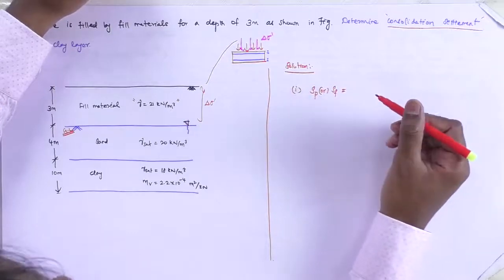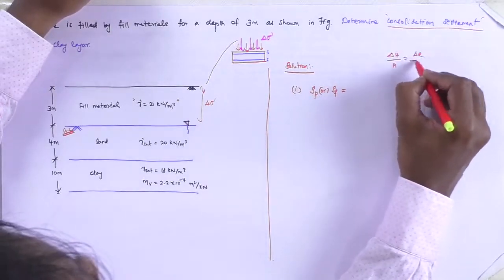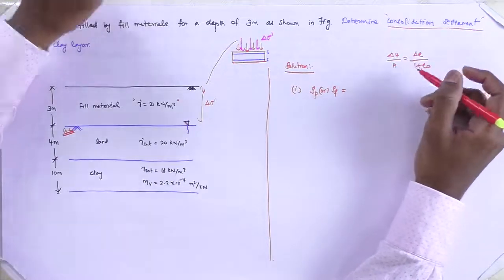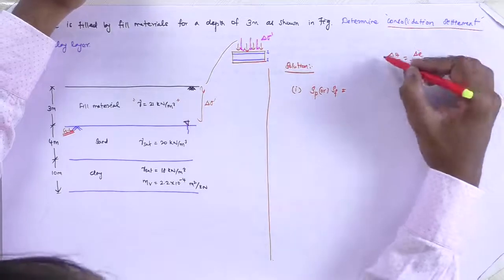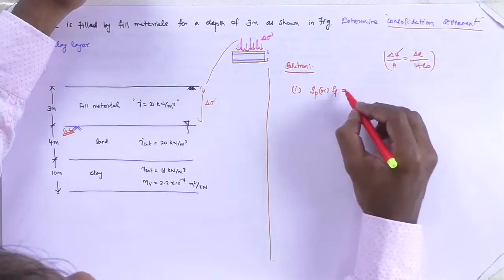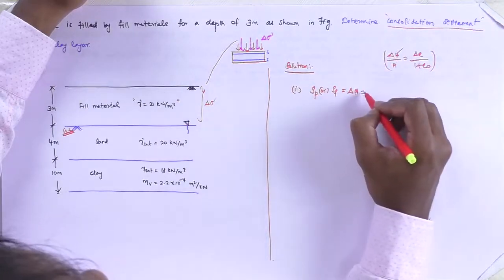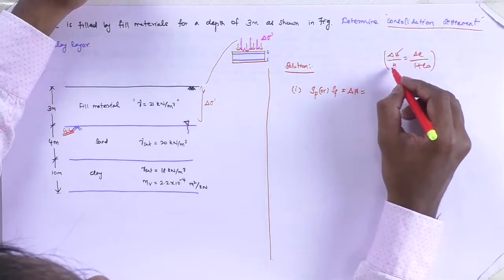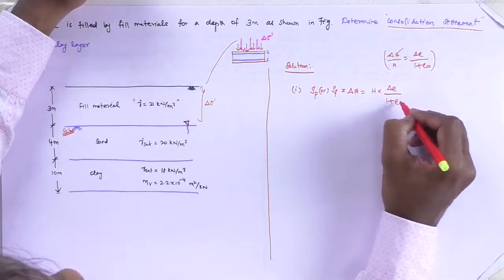del H by H equals del e divided by 1 plus e naught, as I derived in a previous lecture. Here del H is nothing but the change of height, which is the overall settlement that will occur. When H is multiplied, del H equals H times del e divided by 1 plus e naught. So this is one of the formulas.